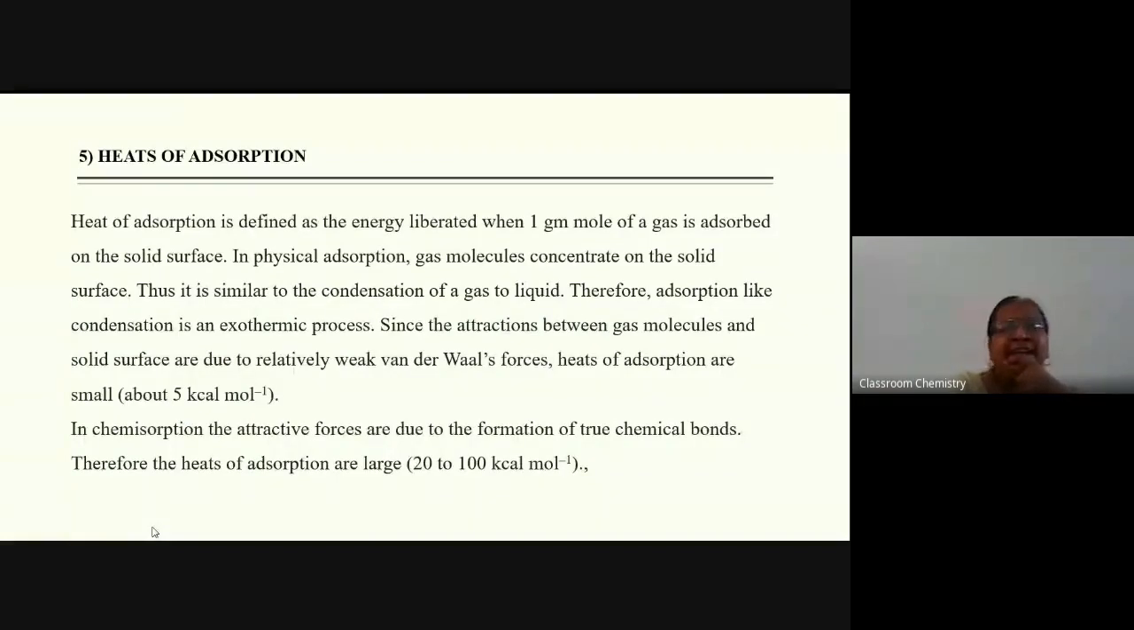It is defined as the energy or heat liberated when 1 gram mole of a gas is adsorbed on the solid surface.